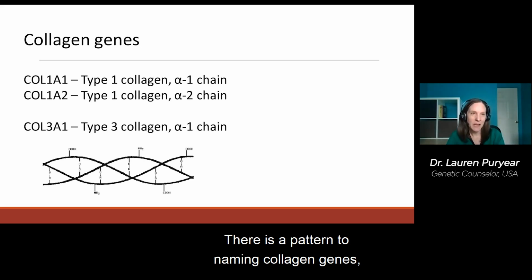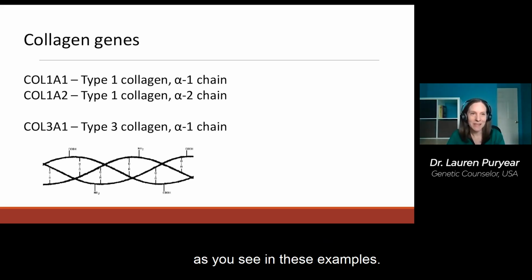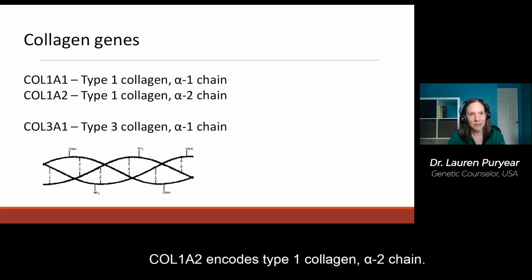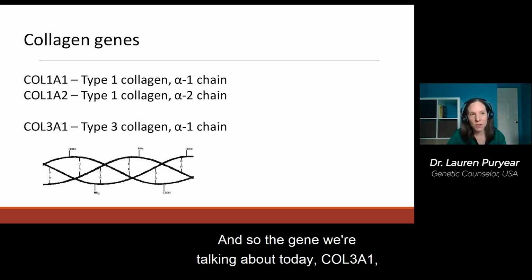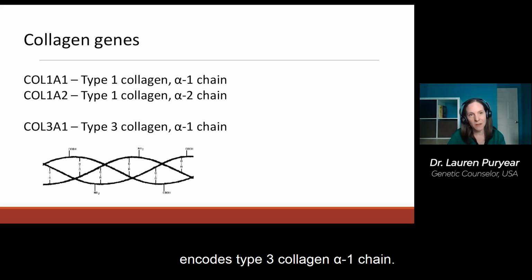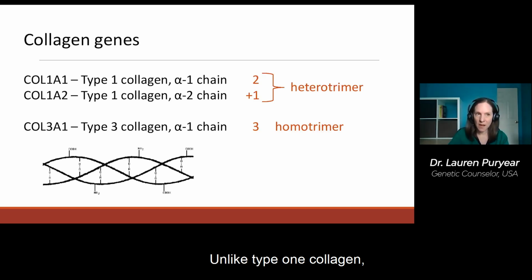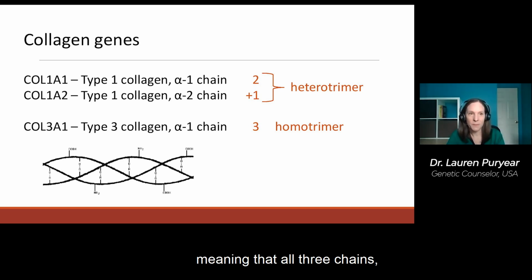There's a pattern to naming collagen genes, as you see in these examples. COL1A1 encodes type 1 collagen alpha 1 chain. COL1A2 encodes type 1 collagen alpha 2 chain. And so the gene we're talking about today, COL3A1, encodes type 3 collagen alpha 1 chain. Unlike type 1 collagen, which combines two different types of chains into its triple helix, type 3 collagen is a homotrimer, meaning that all three chains that make up the triple helix are the same and are encoded by one gene.